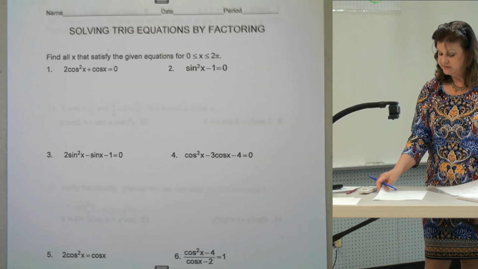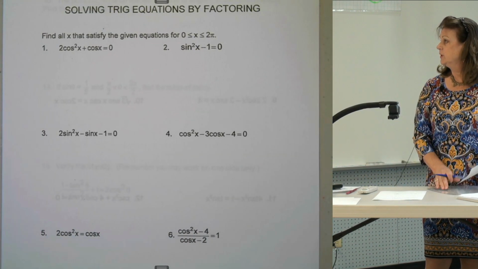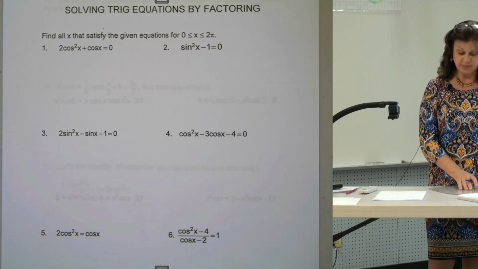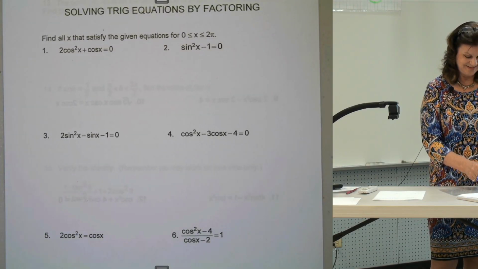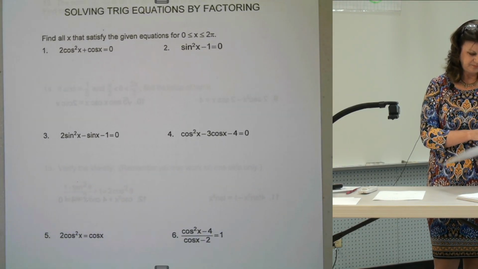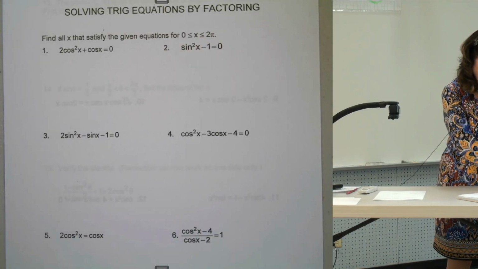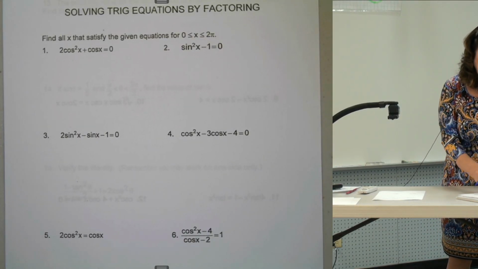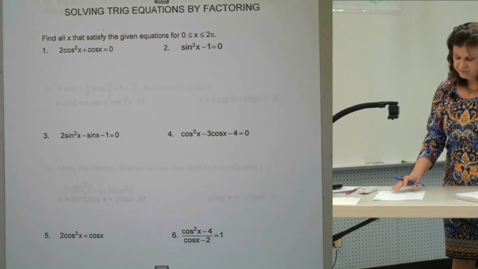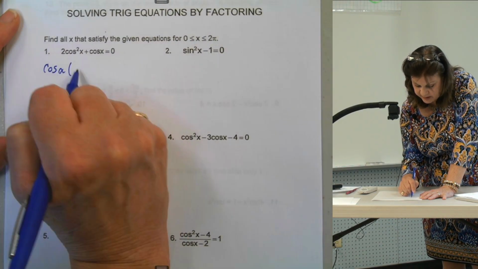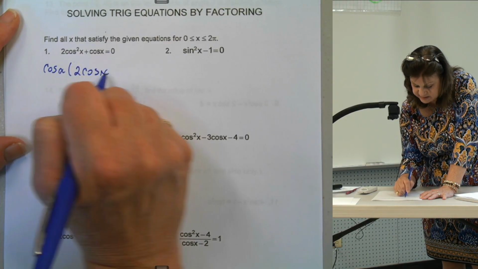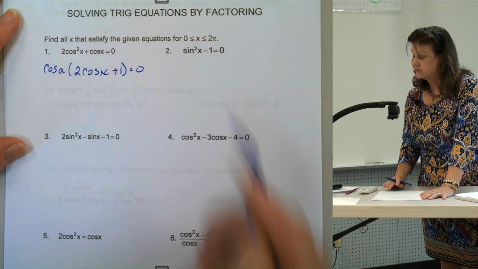Again, if you didn't have a chance to download it, here we go. 2 cosine squared plus cosine equals 0. First rule of factoring. So here we go. We're going to take out a cosine x, and I've got cosine x times 2 cosine x plus 1 equals 0.